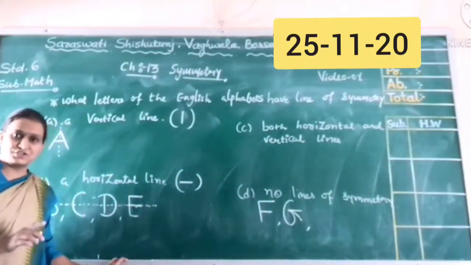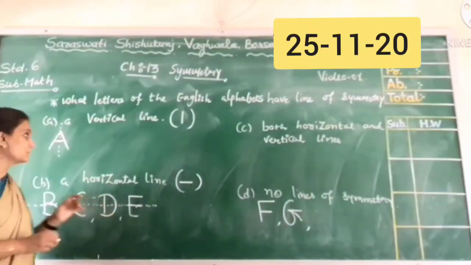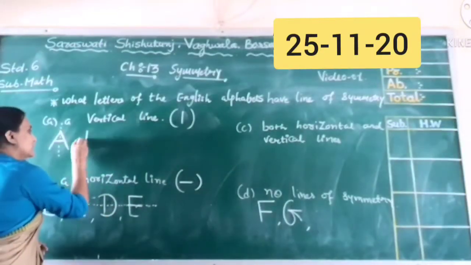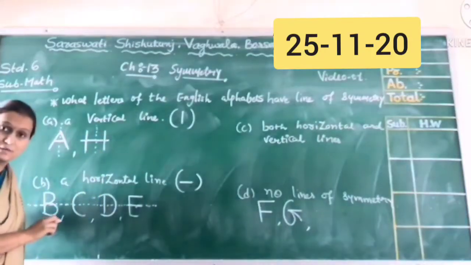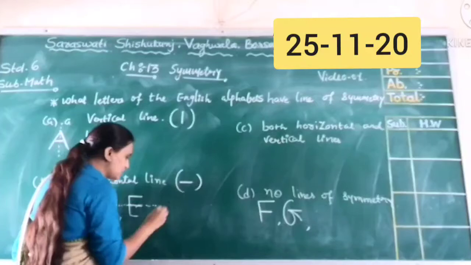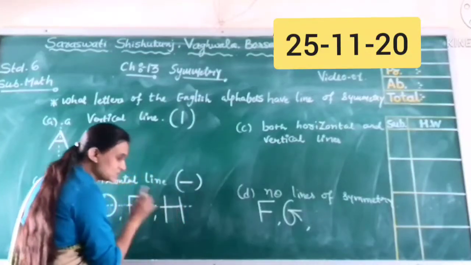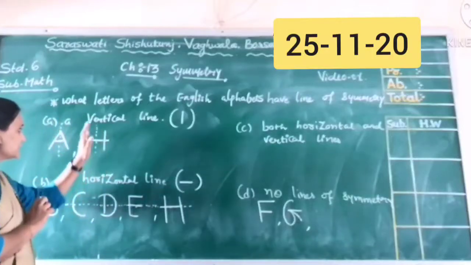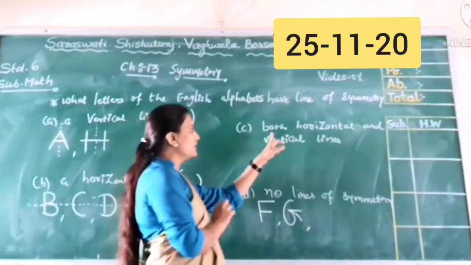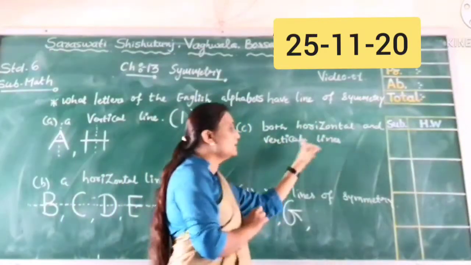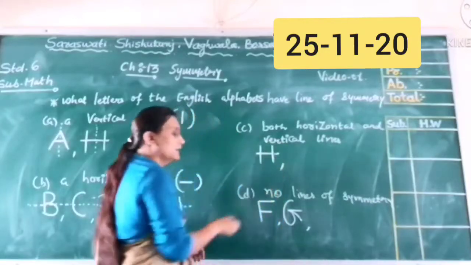Then H. H will come in both vertical and horizontal, because here you can see letter H. We can draw a vertical line of symmetry, both parts will look the same, okay, and H will come in horizontal line also. We can start from here, so both parts will look the same, okay. So H will come in vertical as well as horizontal. Here in C we have to define both horizontal and vertical lines, so letter H will come here, okay.